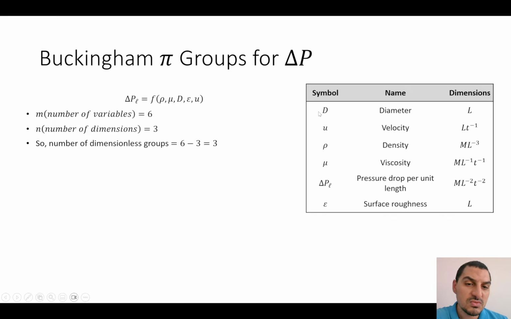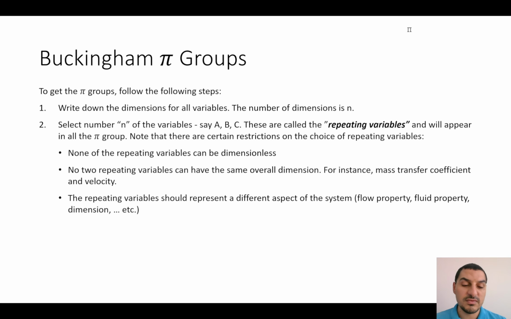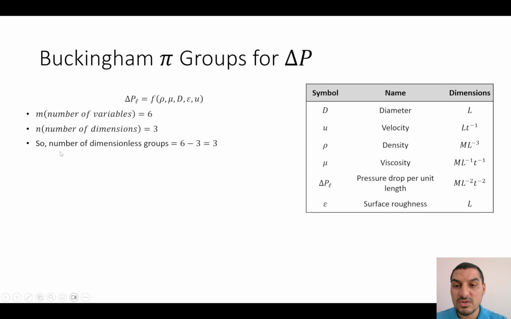There is one last criterion. I don't have it in the slides here, but the last criterion that is going to be helpful is that we cannot pick the dependent variable as a repeating variable. The dependent variable according to this equation is delta P L. It's dependent on the rest of them, so I cannot pick delta P L. So this will narrow the options. We'll pick D, rho or mu, so we'll pick rho, and U or delta P. We cannot pick delta P, so we have only U left. So we'll pick the diameter, density, and the U. Okay.